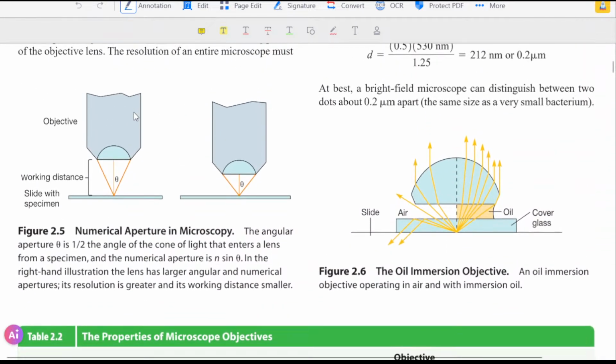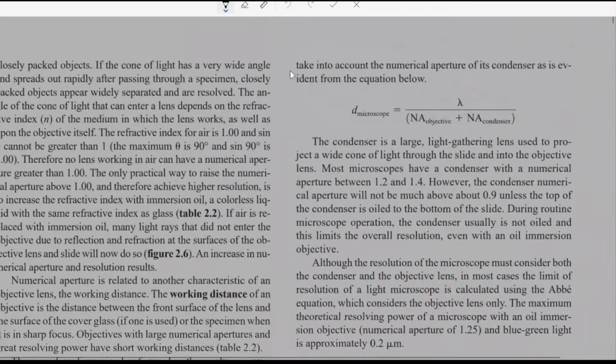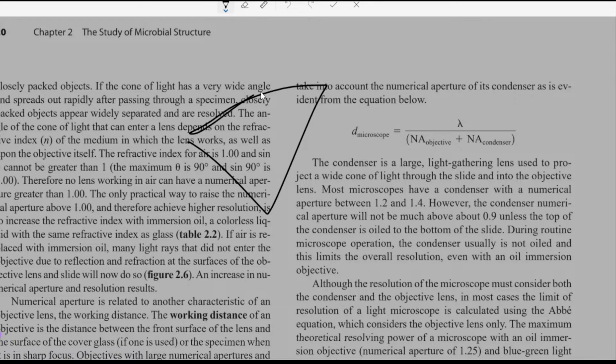So this is the objective lens, and this is the working distance. This is the slide with the specimen. This is the theta, and this is the theta. Here, the angular aperture theta is 1/2 angle of the cone of light that enters the lens from a specimen, and the numerical aperture is n sine theta. Alright, so they are talking about the theta of this. While I was showing you guys, I was talking about this angle, which I was completely wrong, it seems like. What theta they are talking about is this theta here in the below.